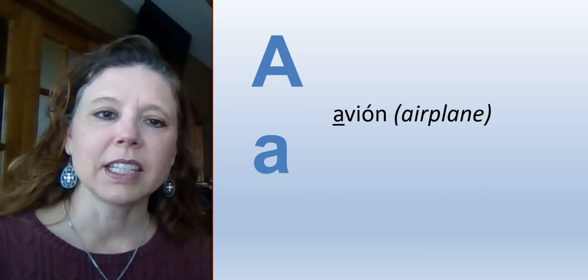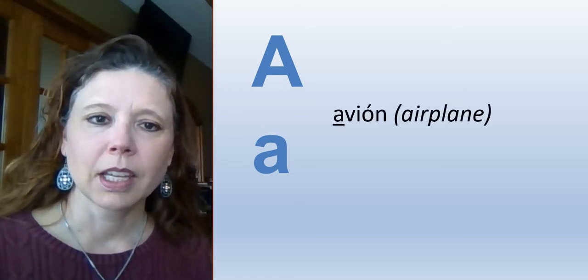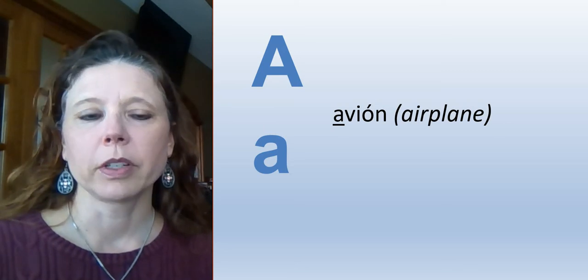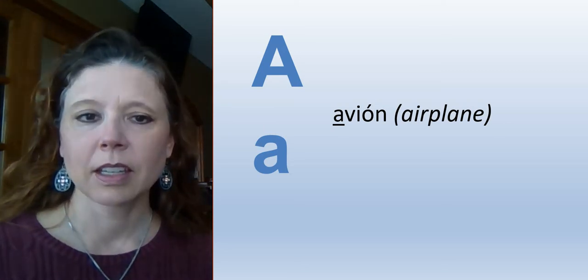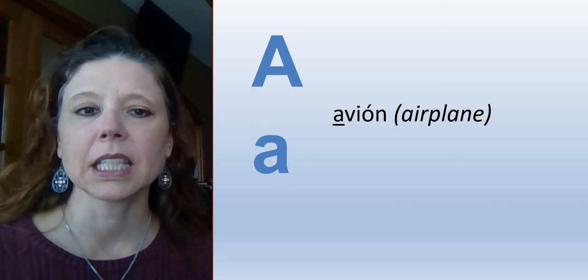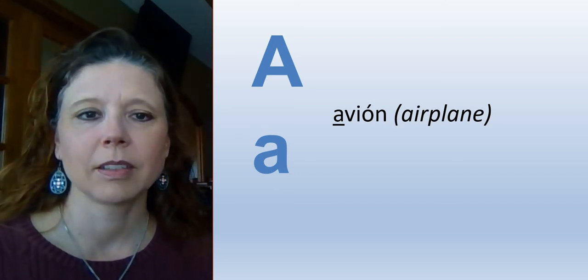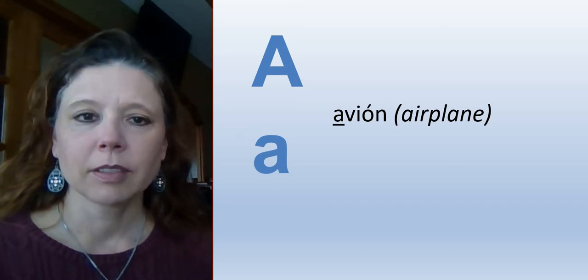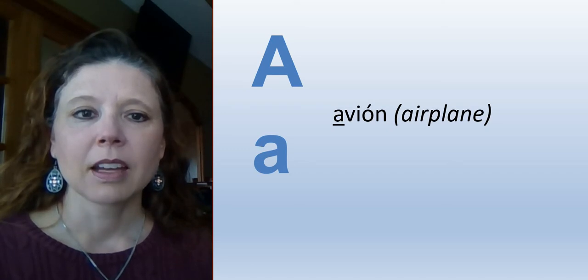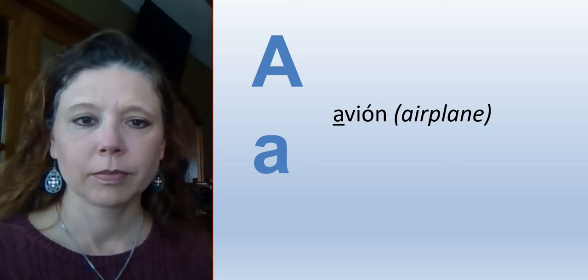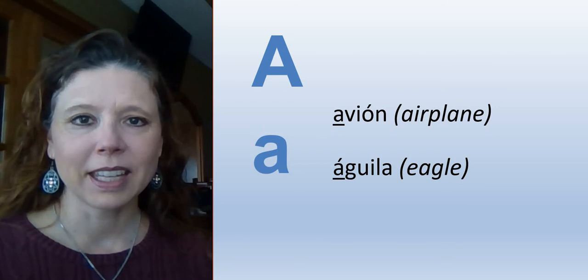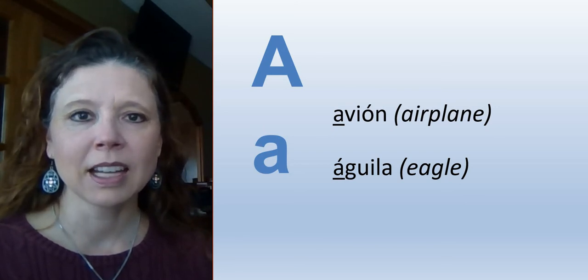The first letter of the Spanish alphabet is the letter A. It's always pronounced A, such as in avión. And when I say these words, I'm going to say it quickly, you practice it, and then I'm going to say it slower, and you can repeat it. Avión. Águila.